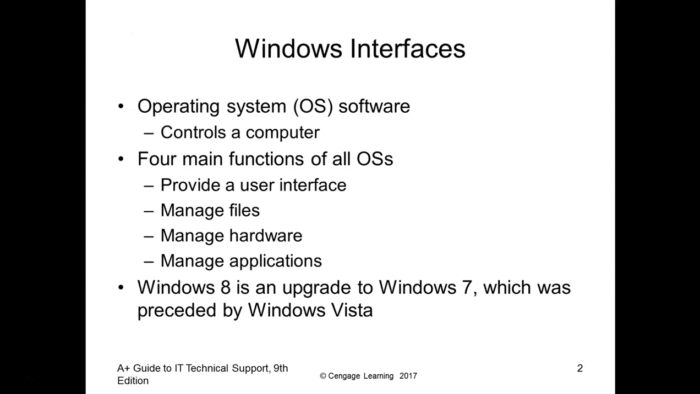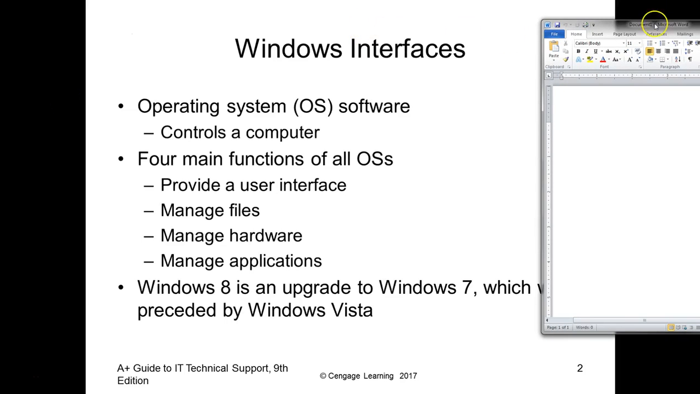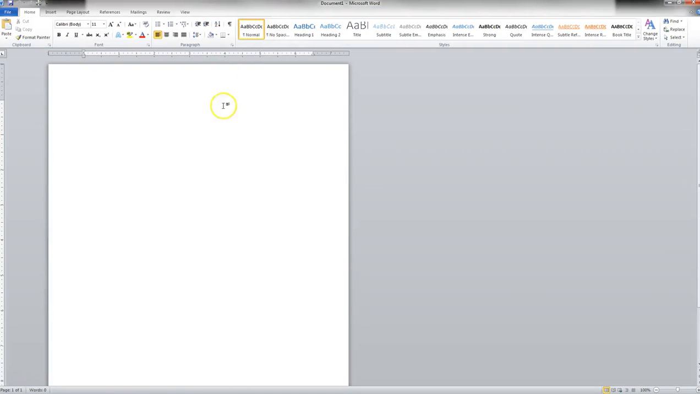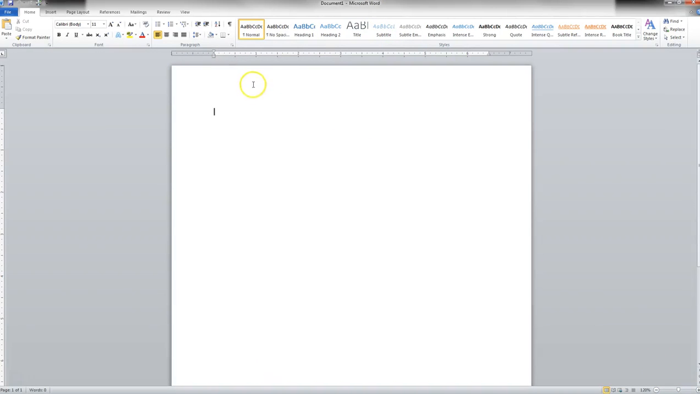Okay, so Windows 8 is an upgrade of the Windows 7. With Windows in general, you have several different upgrades, so we'll go over this just real fast. If you look at just the history of Windows, you'll see that they've had several different releases.